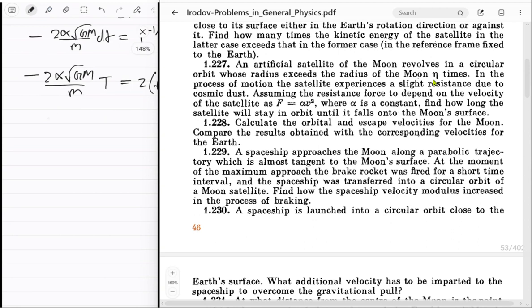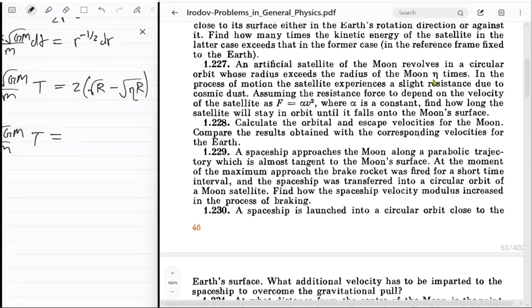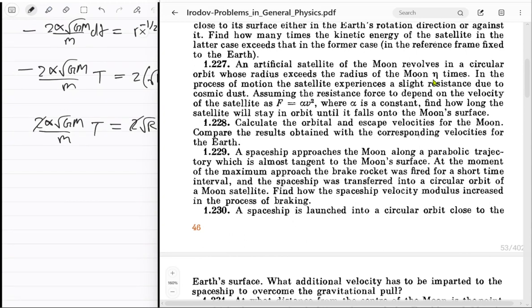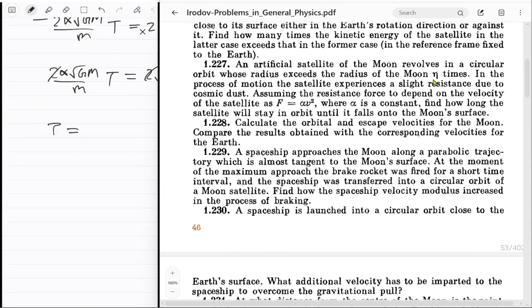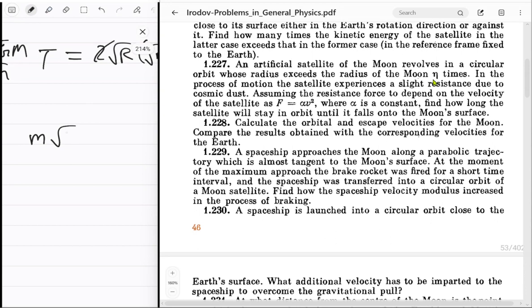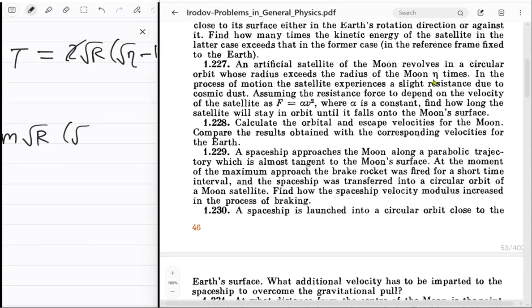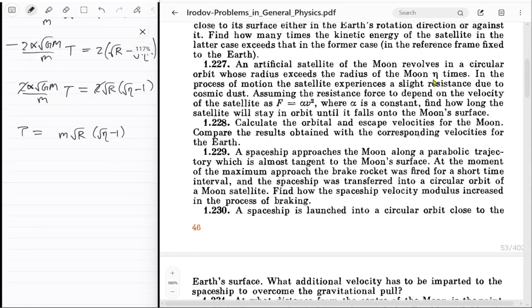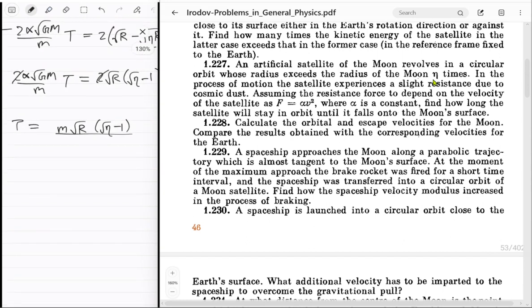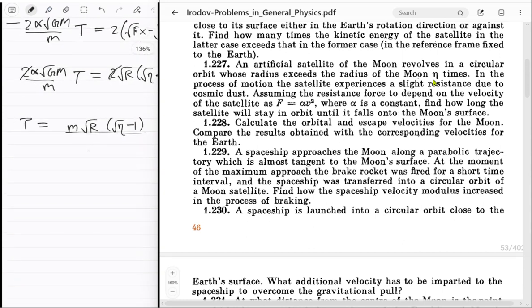So 2 alpha square root of Gm upon m times t, that's just equal to 2 square root of r times square root of eta minus 1. This 2 cancels. Yeah, that should give the thing. So t is just m square root of r times square root of eta minus 1 upon alpha square root of Gm. Right. This looks good. And anything else is given?